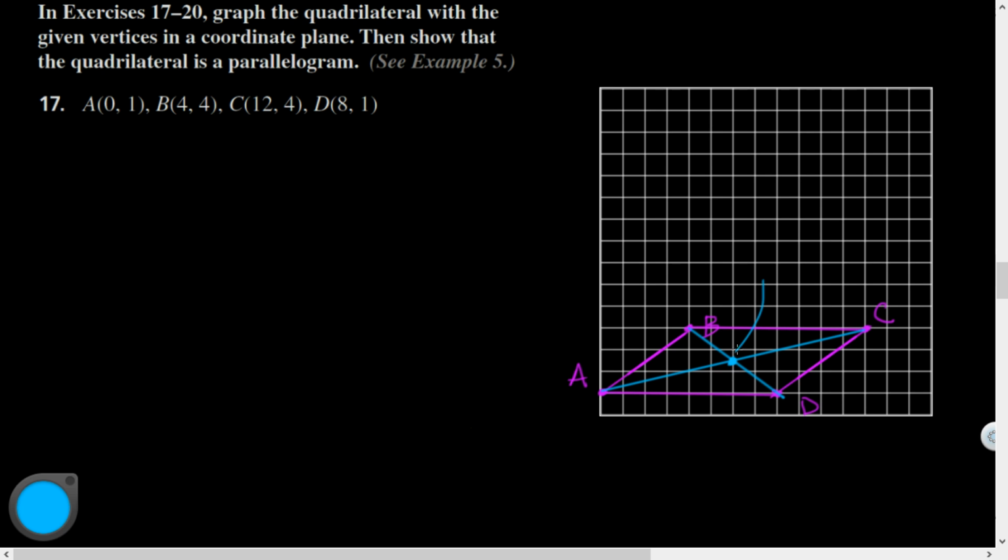This would be if I could have the midpoint for both BD and AC be the same point, then I would know that my diagonals bisect each other. So that's the easiest one, and that only requires me to use a formula twice, and the midpoint formula is a pretty easy formula to use. It's the average of the x's and the average of the y's.